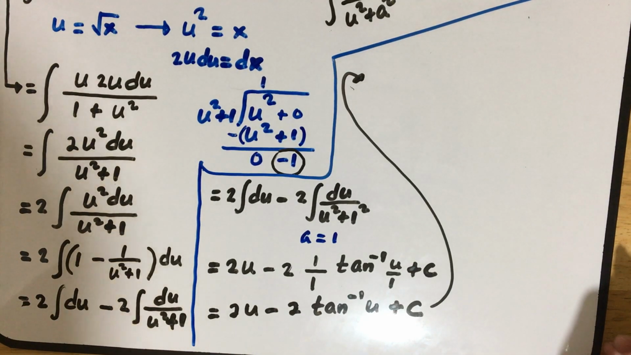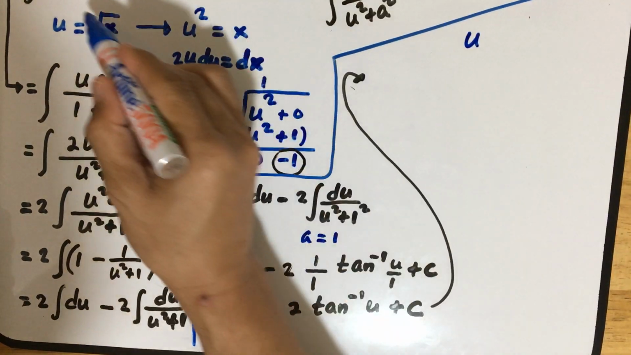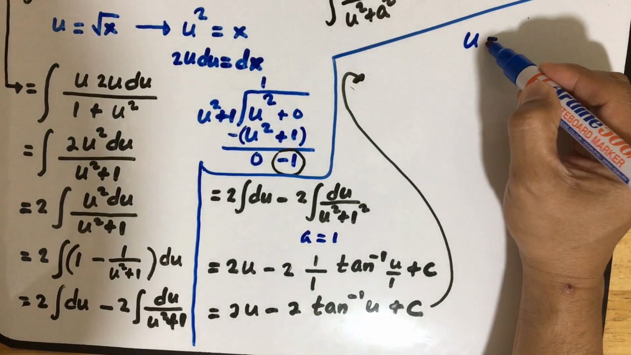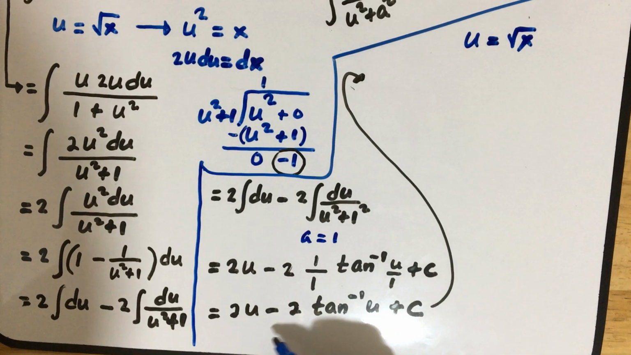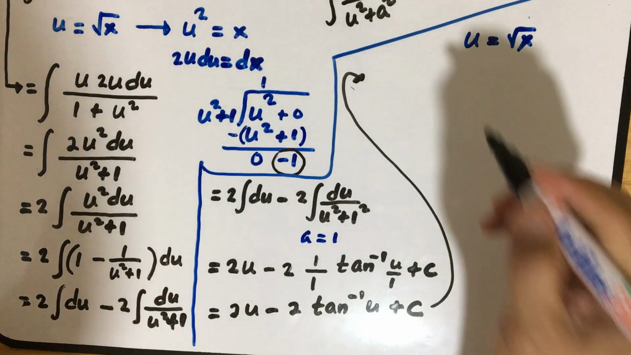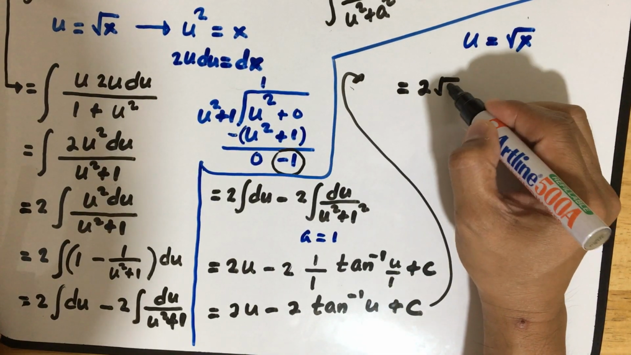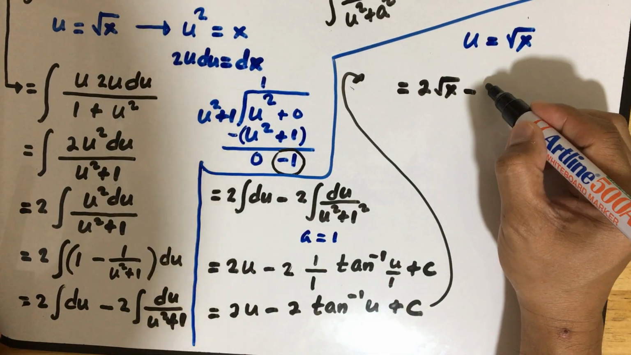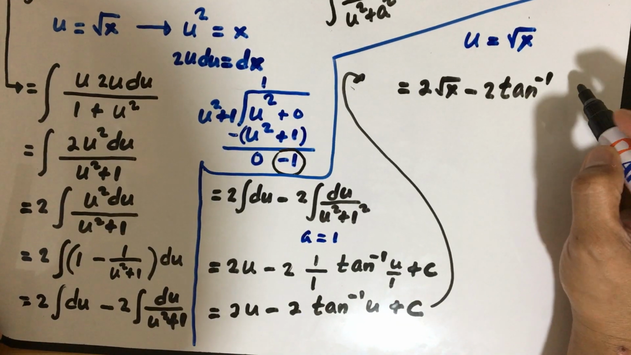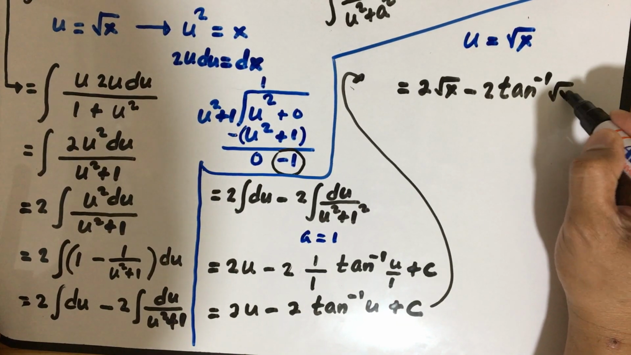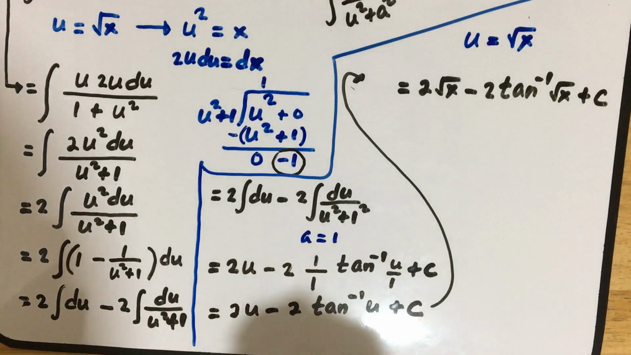Then substituting the value of our u, where u is equal to the square root of x. Substituting it into our equation here, we have 2 times our u, which is the square root of x, then minus 2 times the arc tangent of the square root of x, then plus c. So this is our final answer.